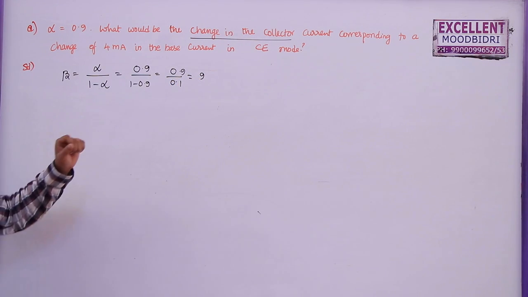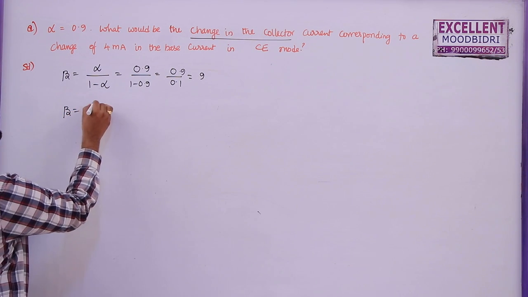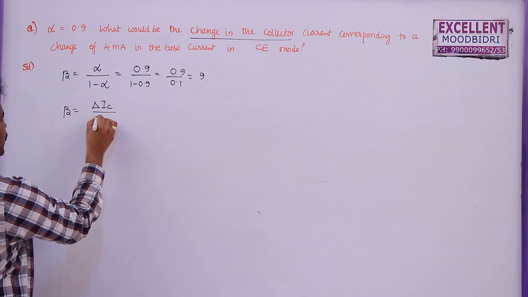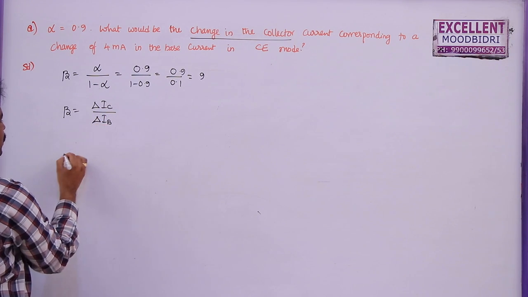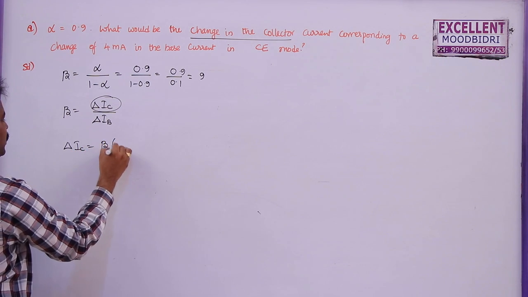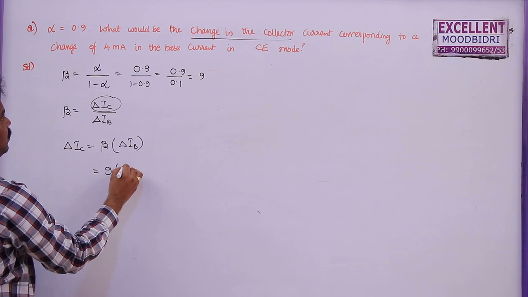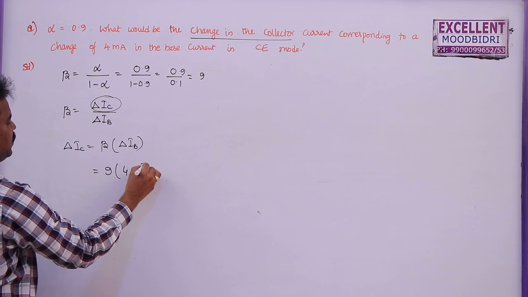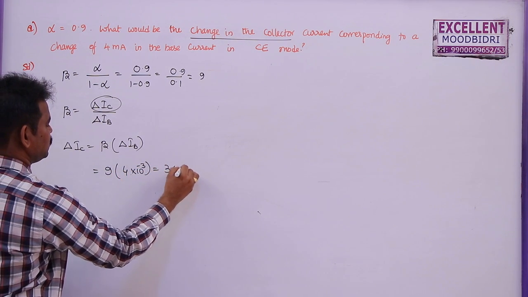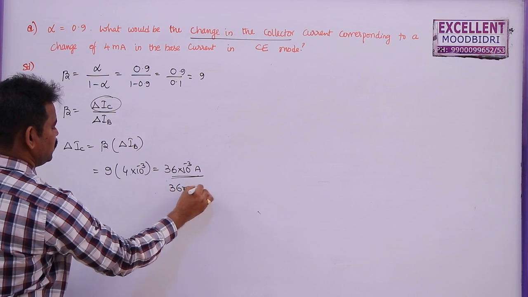So the current gain in CE mode is 9 here, but beta is also equal to change in collector current by change in base current. So as we are finding this delta IC, which is equal to beta into delta IB, here beta is 9 and this is 4 milliamperes. This is 36 into 10 power minus 3 amperes or 36 milliamperes.